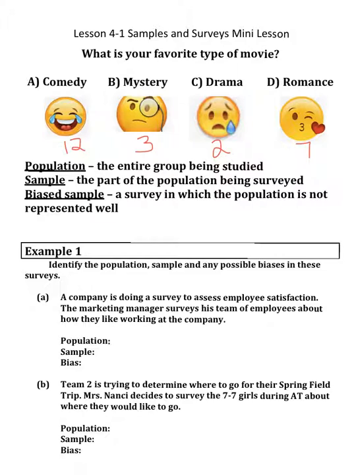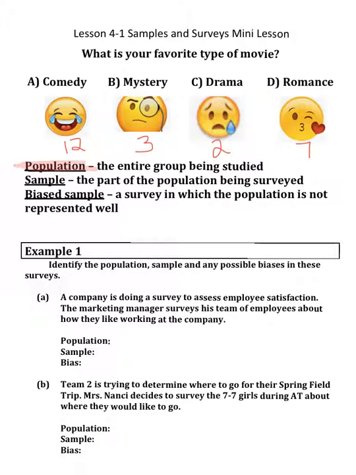So first of all, population. The population is the entire group that's being studied. So that would be whoever you're trying to represent. Sometimes the population is a very, very large group. Sometimes it's not. So that would be the entire group being studied.